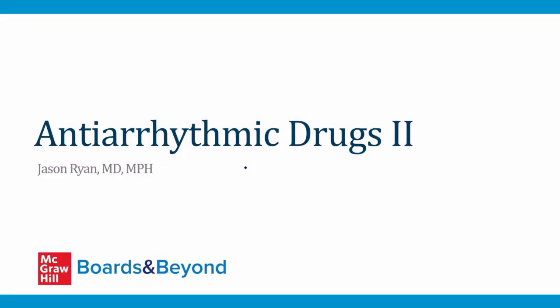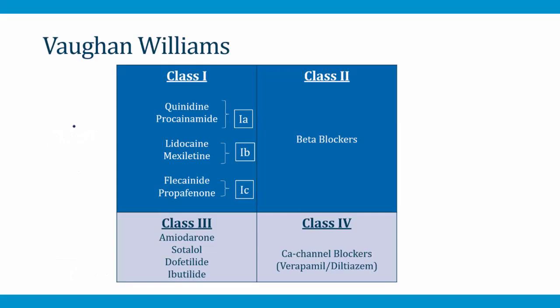Hello, everyone, and welcome to our second module on antiarrhythmic drugs. Shown on this slide is the Vaughan-Williams classification system for antiarrhythmic medications. I talk about the Vaughan-Williams system in the first video on antiarrhythmic drugs, but in that first video, I talked about all the class 1 antiarrhythmic agents.